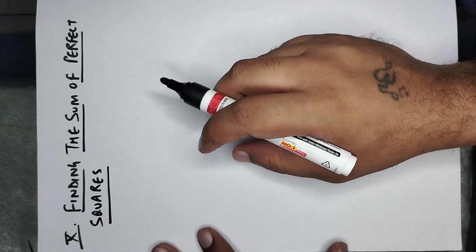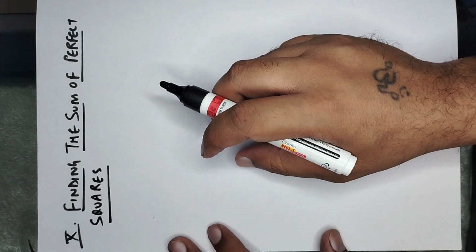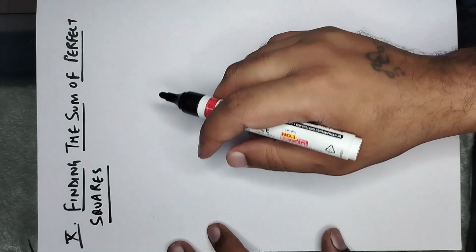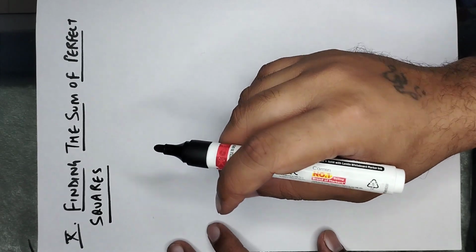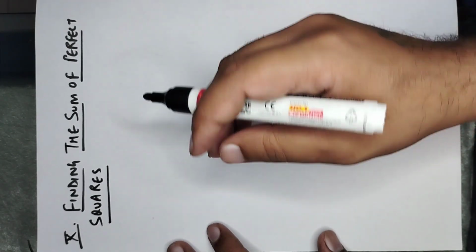Finding the sum of all perfect squares. If I have to find the sum of all the perfect squares of any number, then what is the method of doing it? Again, the method is the same whether you have to find the factors, simple factors, or find the sum of the perfect squares.